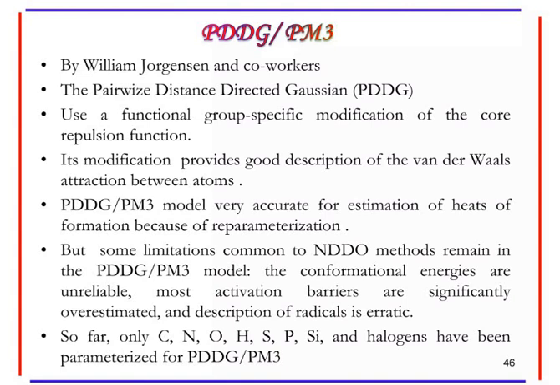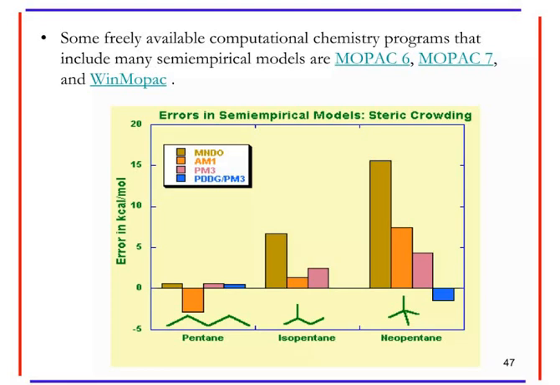The conformational energies are unreliable. Most activation barriers are significantly overestimated and the description of radicals is erratic. So far, only carbon, nitrogen, oxygen, hydrogen, sulfur, phosphorus, silicon, and halogens have been parameterized for PDDG PM3. Now, some freely available computational chemistry programs that include many semi-empirical models are MOPAC 6, MOPAC 7, and WinMOPAC.